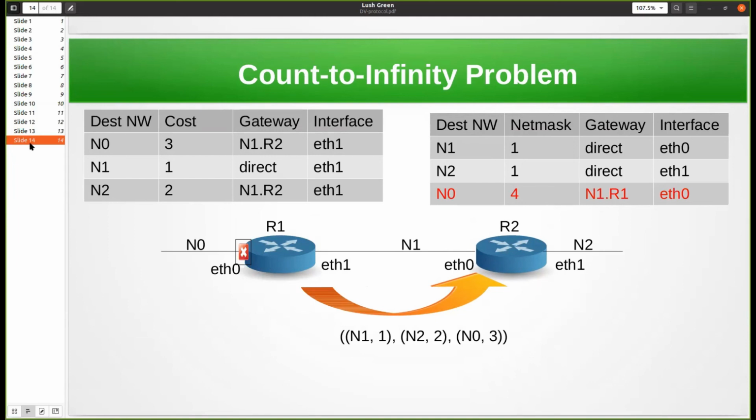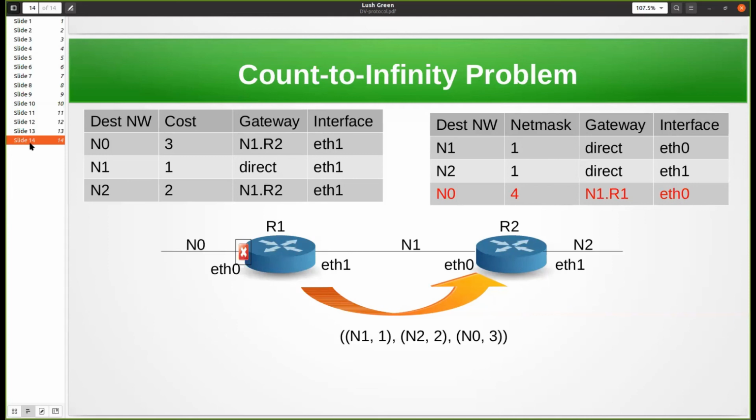And what's going to happen? In future, R2 will again advertise this to R1. R1 will update its cost to 5. When it advertises back to R2, R2 will update its cost to 6. R2 will advertise again. R1 will update it to 7, and so on. So this is how a routing loop is formed in the distance vector algorithm. This is called the count to infinity problem.